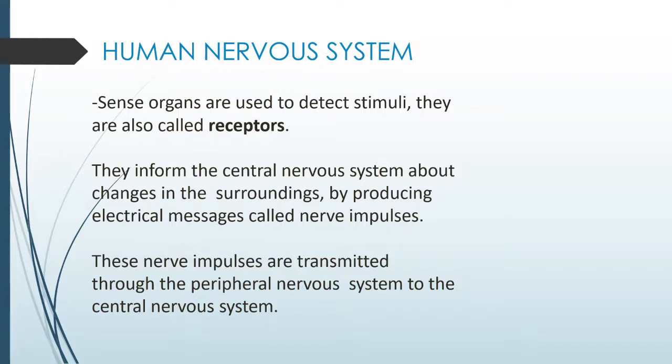They inform the central nervous system, that is the brain and the spinal cord, about the changes in the surroundings by producing electrical impulses which are called nerve impulses. Now these nerve impulses are transmitted through the peripheral nervous system to the central nervous system. So once a sense organ gets a particular stimulus, it is recognized by the receptors, and from the receptors it goes through the peripheral nervous system into your central nervous system.